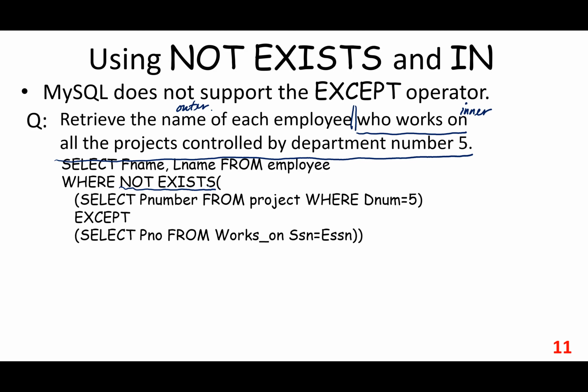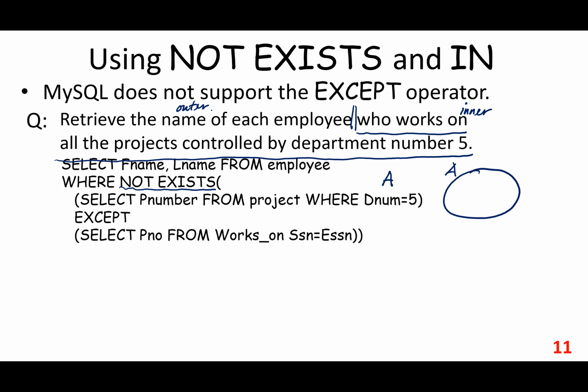So here, we use this way. The first parenthesis is easy to understand. That's all the project numbers controlled by department 5, right? All the project numbers controlled by department 5. Let's say this is set A. So when we draw a diagram, set A is this one.